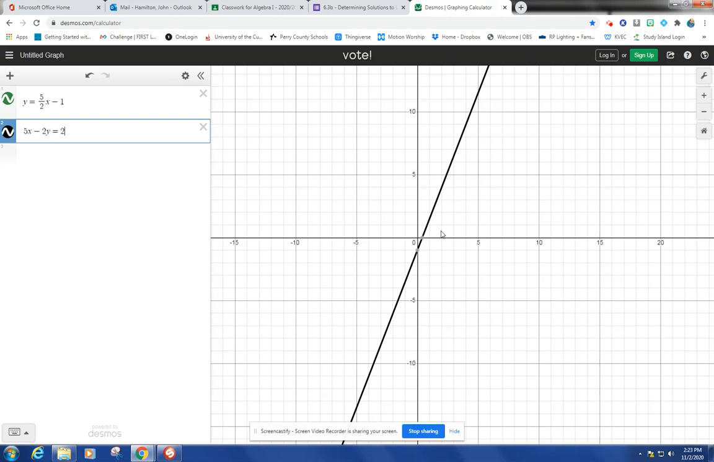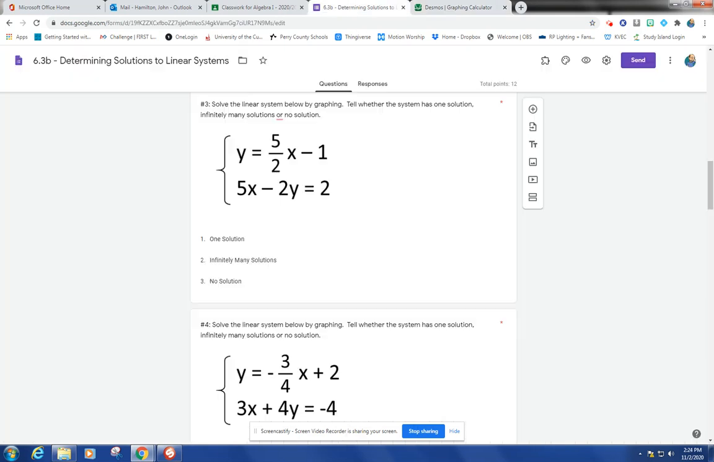It's okay. If they're lying on top of one another, then again, our solution is wherever those two lines cross. Well, these two lines happen to cross everywhere. They're right on top of one another, which means that this system of equations would have infinitely many solutions because all along this line, every x and y that you pick is going to end up being a solution to this system, all along this line. So here for question number 3, again, our answer would be infinitely many solutions.